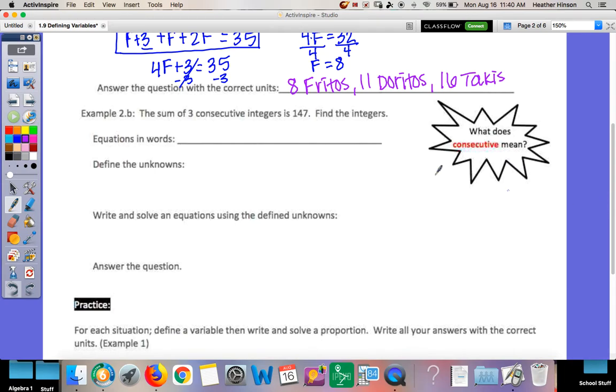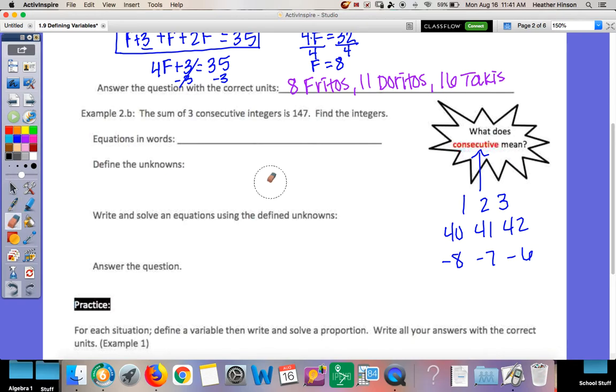Okay, example 2b. The sum of 3 consecutive integers is 145. Find the integers. Now, consecutive is a funny word. What does consecutive mean? That means the numbers come right after one another and they don't skip anything, like 1, 2, 3, or 40, 41, 42, or -8, -7, -6. They come right after one another.